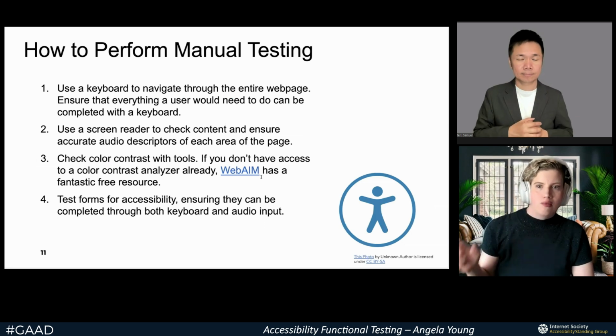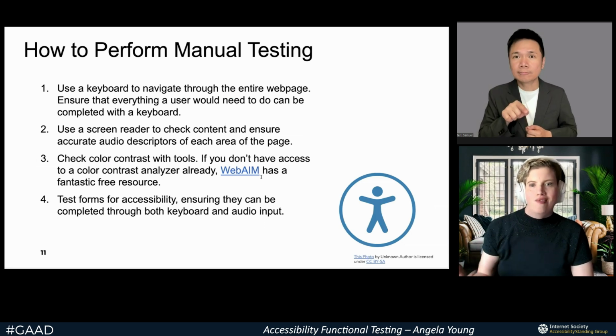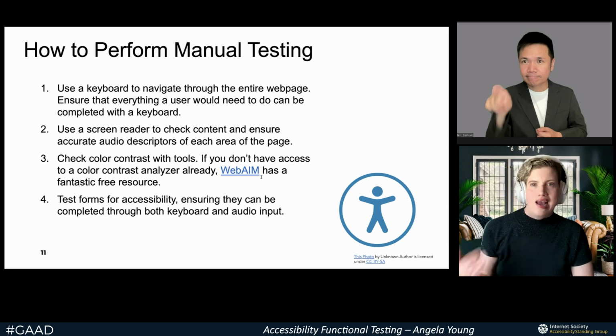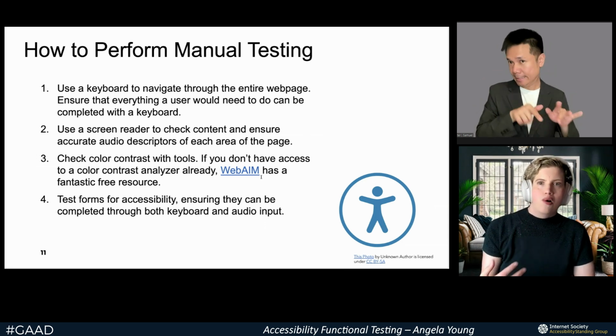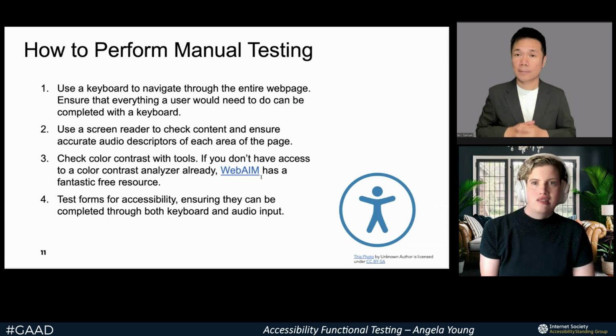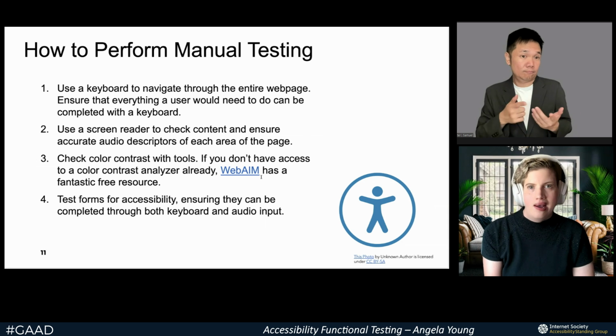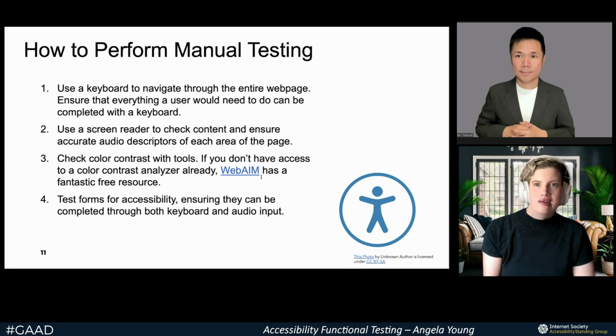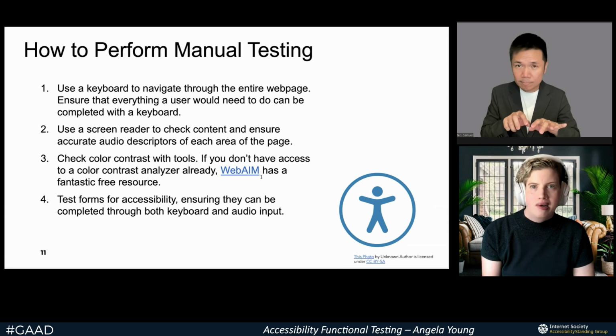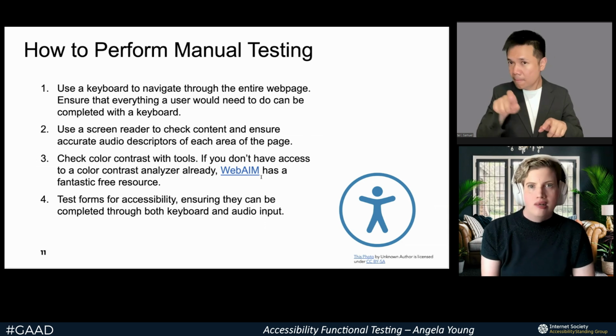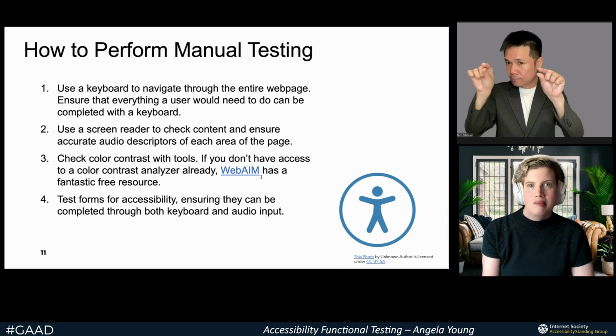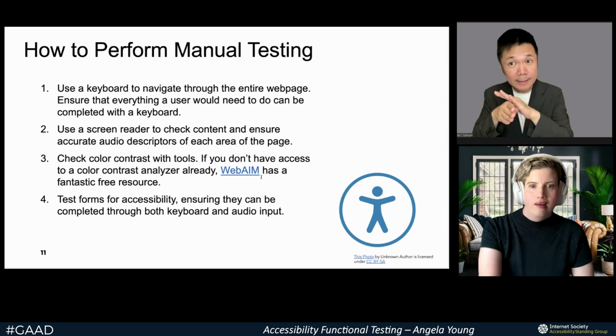And you can navigate through that web page, and you want to ensure that everything that the user needs to do can be done with the keyboard. So one example of a way that a site could fail manual testing in this way is if you're navigating a site with a keyboard and it hops over a really critical element or really critical information that someone on your site would need to be able to access, that would be a failure.